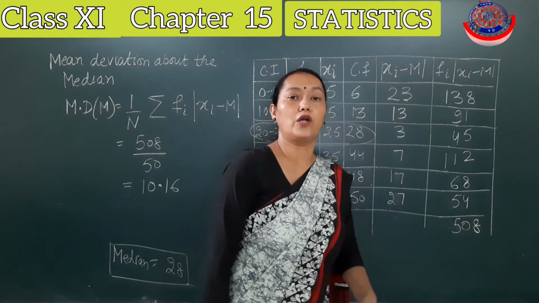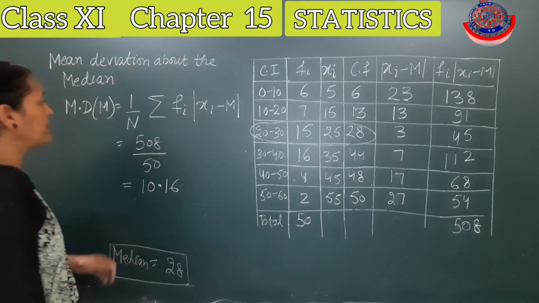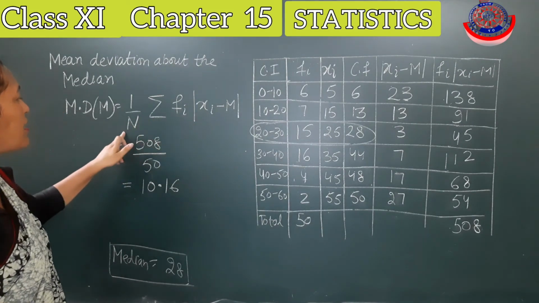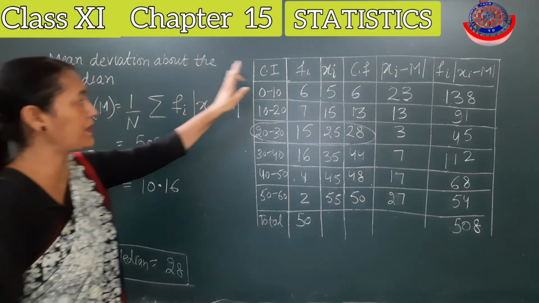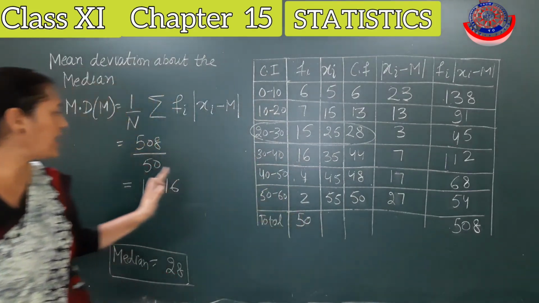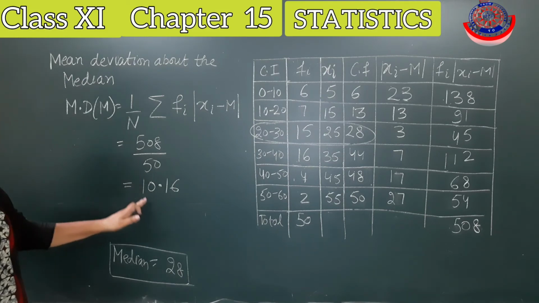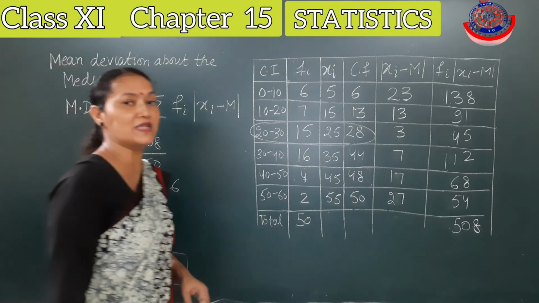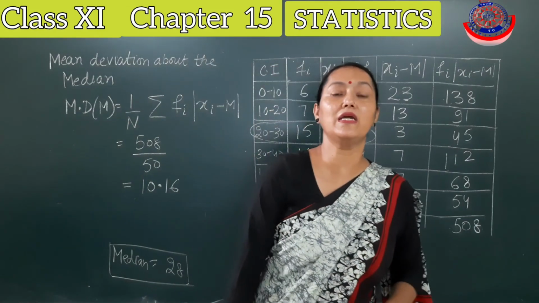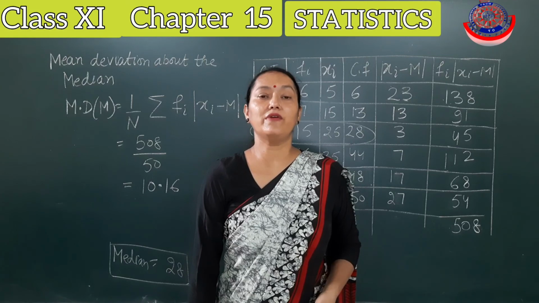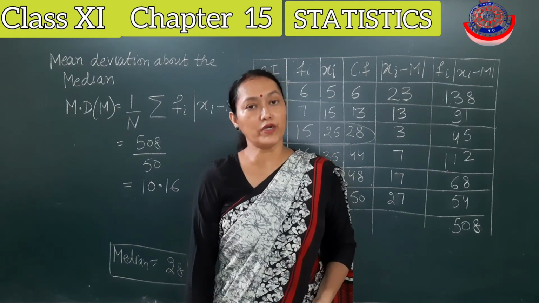Now, as we have used formula in the last question also, this total will be divided by sum of frequency, means capital N, that is 50. So 508 will be divided by 50, and after division we have obtained the value as 10.16. That is the answer for mean deviation about median for this question, where we have group data with continuous frequency.